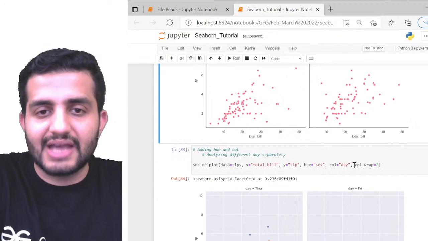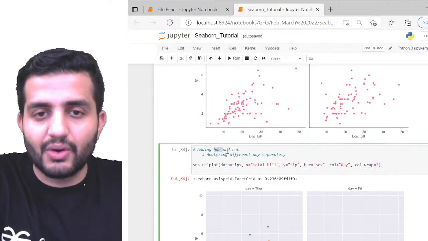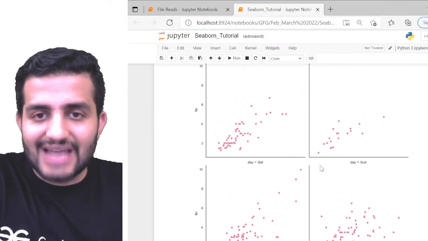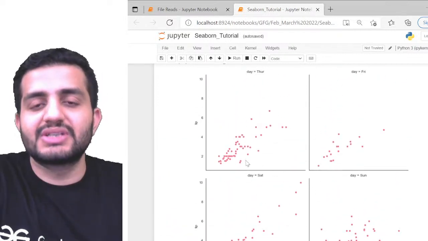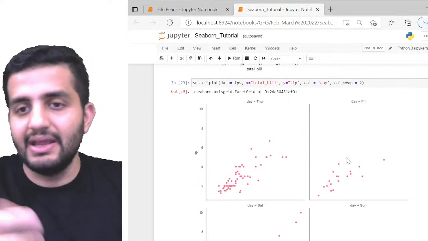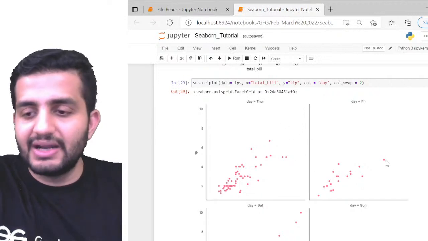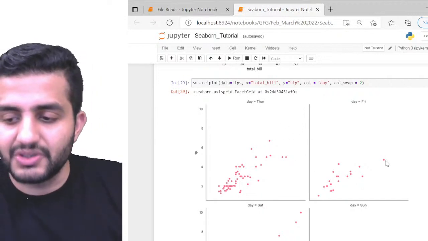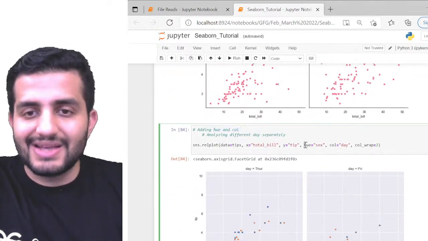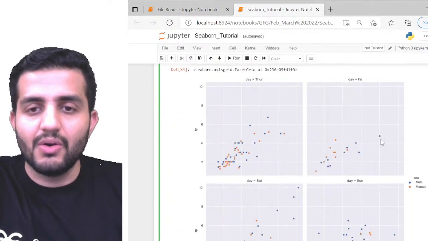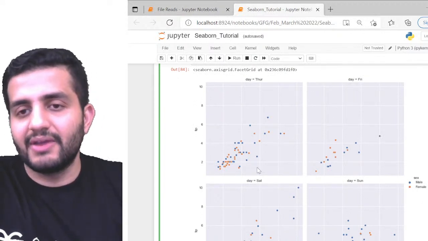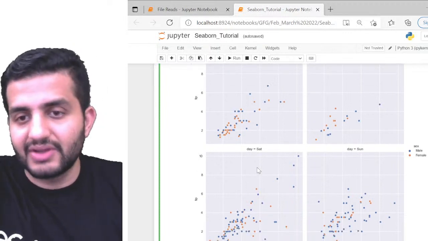So now again, look at this. I've added one more dimension. I've added hue and col. So now I've added the fourth dimension to my data, right? I still have the same information. I would still have the column as day, so I'll have different graphs for each day. But now on top of each of these graphs, I'm also adding a fourth dimension, which is nothing but gender, or sex. So here I'm adding hue as sex. Here I'm trying to find out, for each of my days, how the male and female patterns are behaving, right? So you can see some really interesting inferences from this.